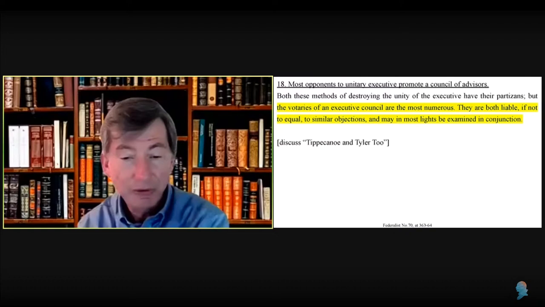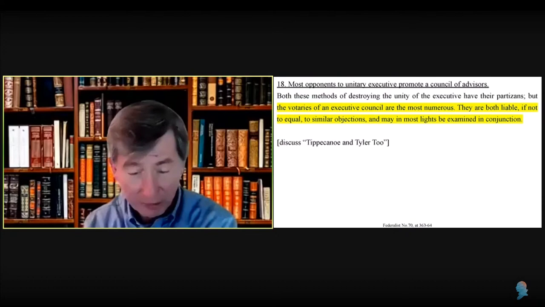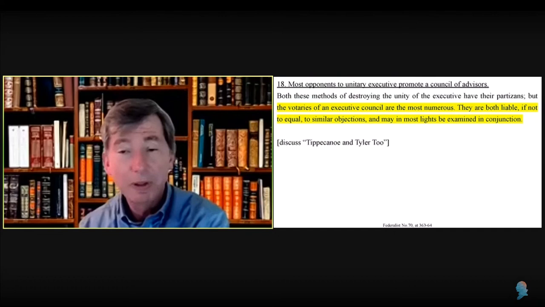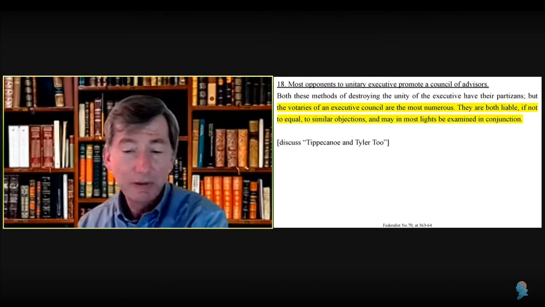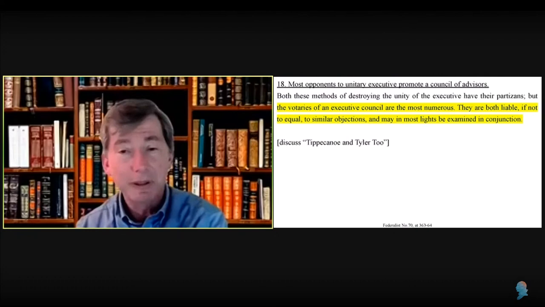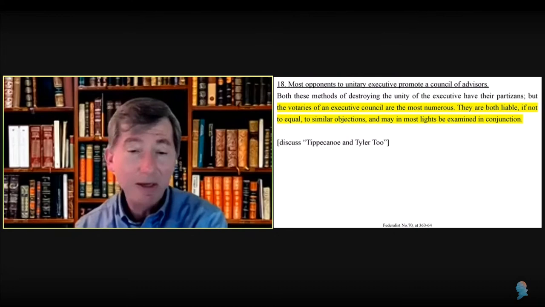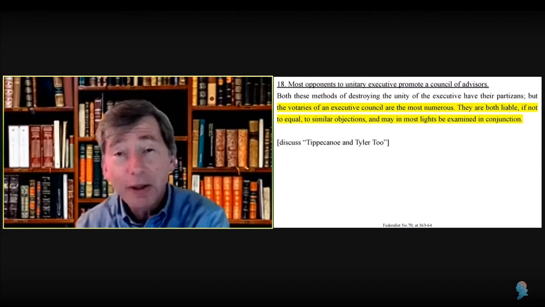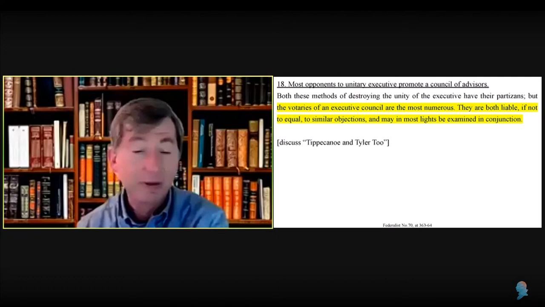So I have down here to discuss Tippecanoe and Tyler too. Harrison only lasted a month because he gave a long inaugural address, got a cold, and died within a month. And Vice President Tyler took over. Tyler learned, or maybe he knew already, that Tippecanoe, unbelievably, had agreed with senators that they would have a council and that he, the president, would get one vote and all the others could outvote him. That's exactly what some people want. It was a disaster, but only for a month.